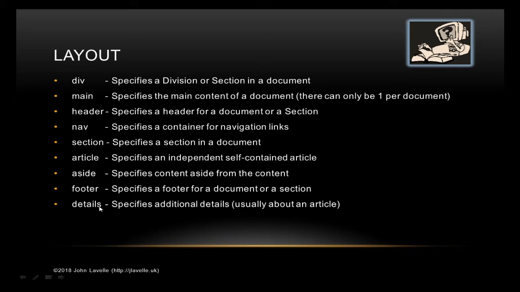Now, inside the details, you'll usually have a summary, and the summary is the part which is displayed, and you can actually click on the summary and get a little bit more information. So it might say, for example, copyright 2018 John Lavelle, and when you click on it, you can say it's come from the jlavelle.uk website on the series for programming for the web, for example.